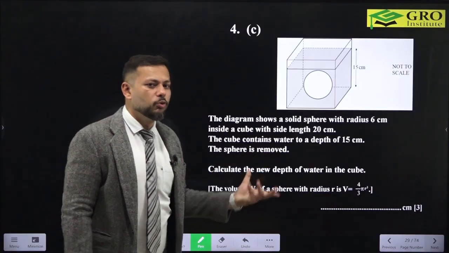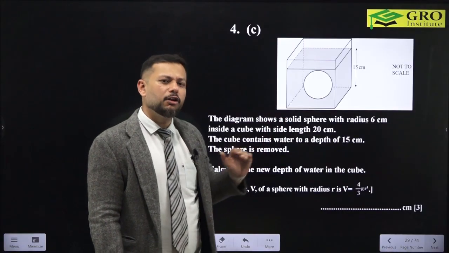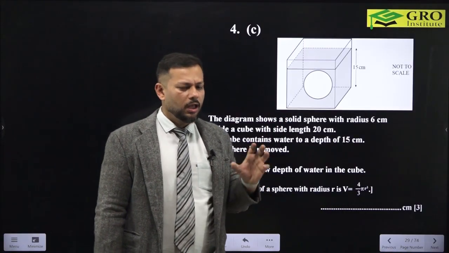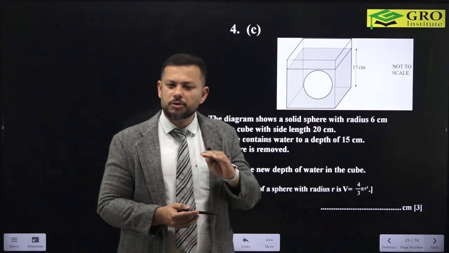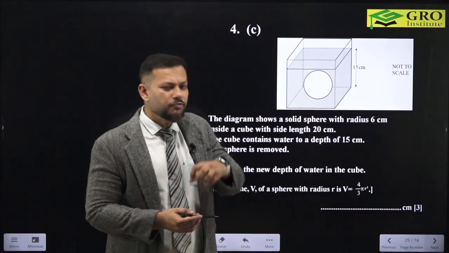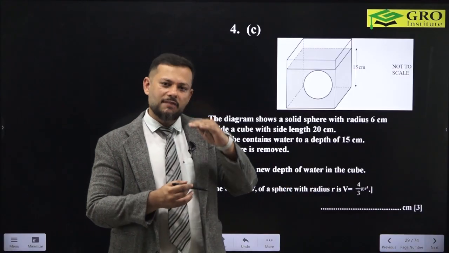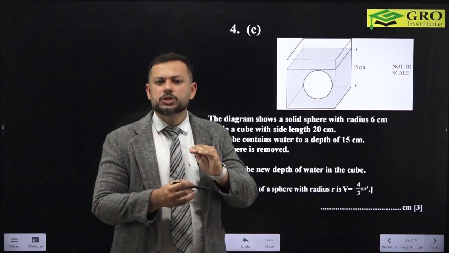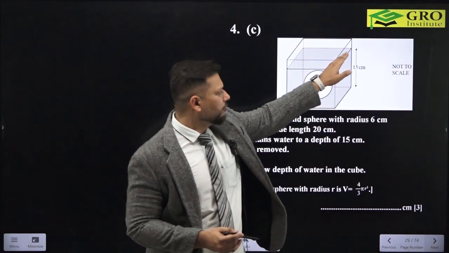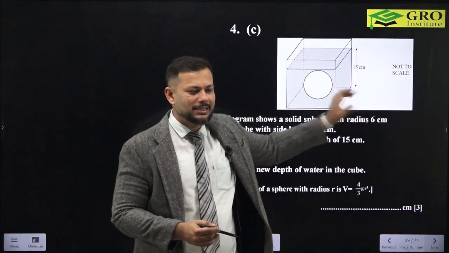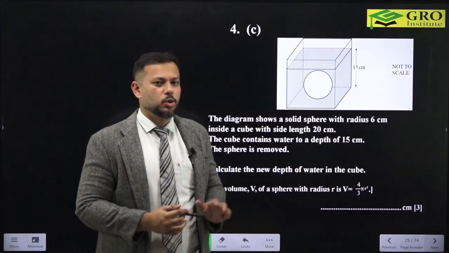Now the sphere is removed. Guys, if the sphere gets removed, what will happen to the level of water? Think about it. If a sphere is already present inside the cube, that would have raised the original level of water by some content, right? When I remove that sphere, the volume of that sphere gets removed away, then definitely the level of water will drop down. It will get reduced a little bit, isn't it? So as the sphere is now removed, the level of water will decrease from 15 centimeter to some extent. So we need to calculate the new depth of water in the cube, right? This is what the question is.